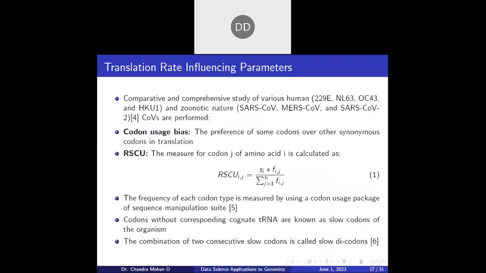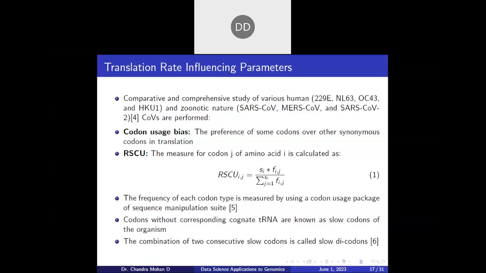Next one is translation rate. These are different applications I'm talking about. The translation rate of the recent coronavirus. Translation rate means, as I told at the beginning, transcription, splicing, and translation. The matured messenger mRNA converts into amino acid sequences, that is, protein sequences. So the translation rate.